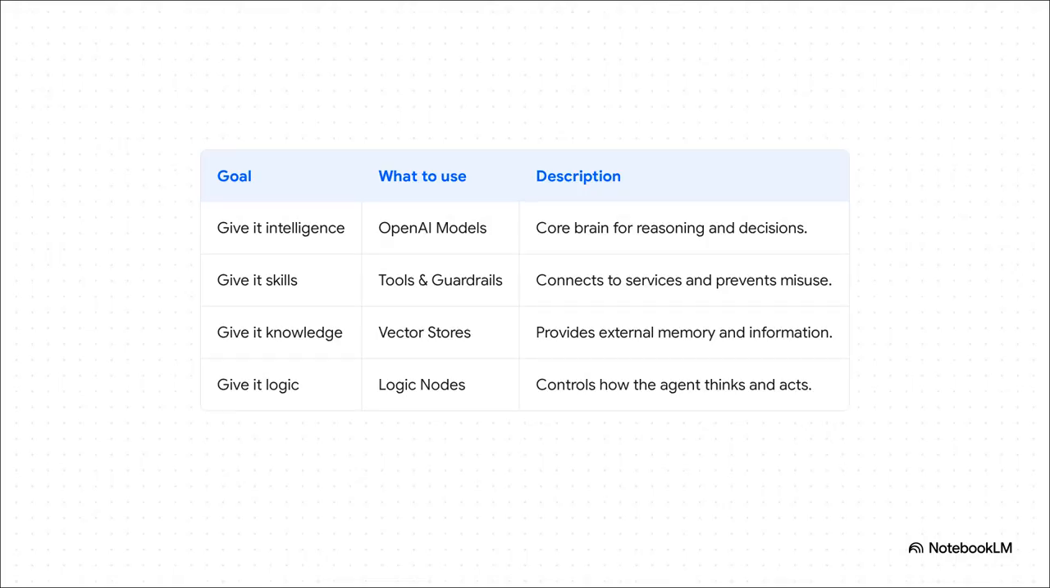This chart gives us a fantastic breakdown of what an agent is made of, its anatomy. To give it intelligence, you use OpenAI's models. That's the core brain, right? For skills, you use tools and guardrails, which let it connect to other services and, importantly, prevent misuse. For knowledge, you hook it up to vector stores, which are like its external memory. And finally, to give it logic, you use logic nodes, which control how it actually thinks and acts.